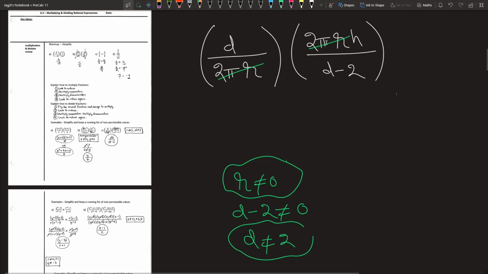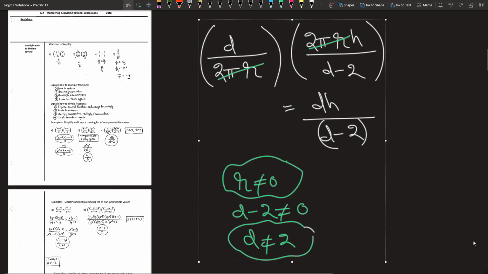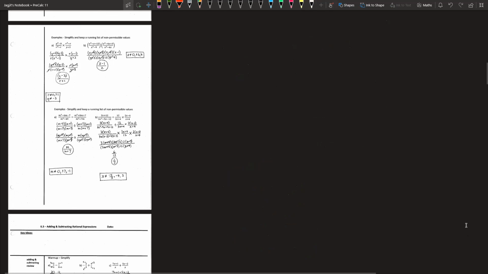Okay, so you're going to say, okay, 2 pi r, they were the same. I was able to cancel them. I can't cancel anything more. So my simplified version, at the top, I'm left with dh. At the bottom, I'm left with d minus 2. And the non-permissibles, I've written those already. Do you guys understand this? If any of you guys have any questions, just let me know.